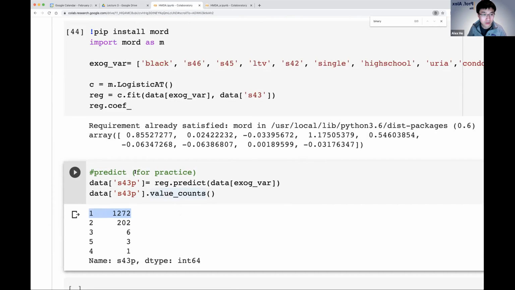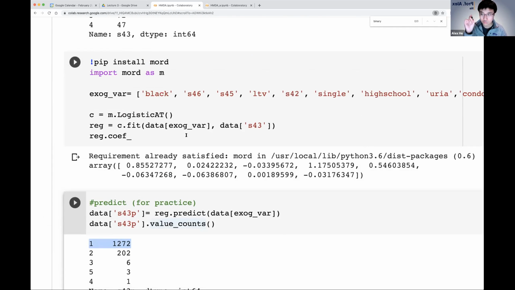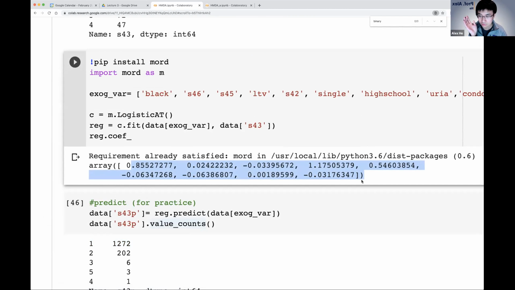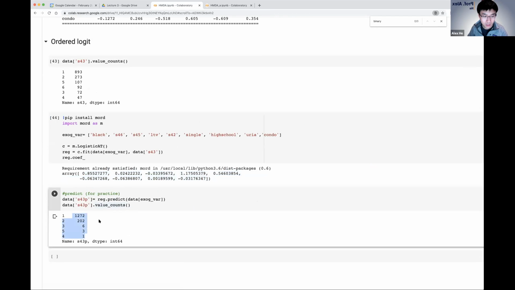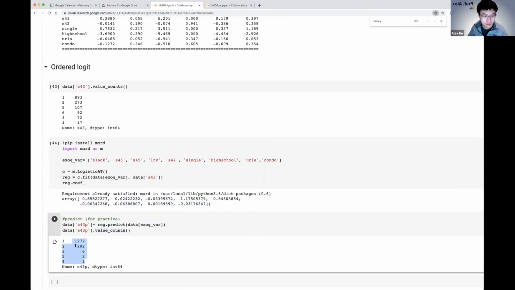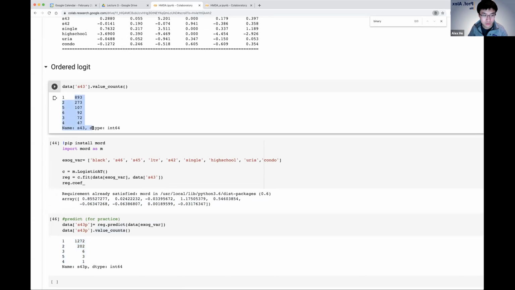And if you remember from the lecture, what we're estimating here is both these parameters and also the thresholds. Then when you have the parameters and the thresholds, you can assign each observation to one of the categories. And the total number of the value counts should be equal to the total number in column 43, right? Of course, they have the same dimensions. So you mean the numbers summing up here equal the numbers summing up here? Yes. Thank you.